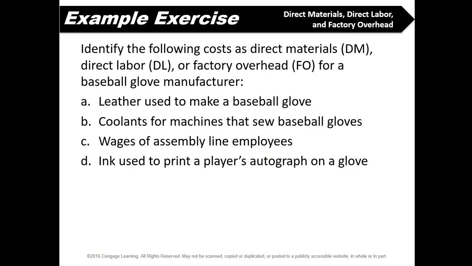All right, so let's try to identify these things here. Direct materials, direct labor, or overhead for a baseball glove manufacturer. Leather used to make a baseball glove. Well, if I'm manufacturing baseball gloves, I should have a pretty good idea of exactly how much leather I'm going to have to use for each glove. And the leather is the biggest part of that glove. That's the most substantial part of it. That's going to be a direct material.